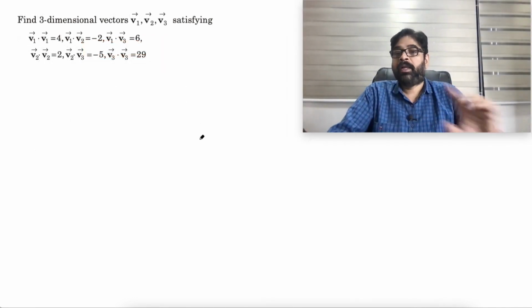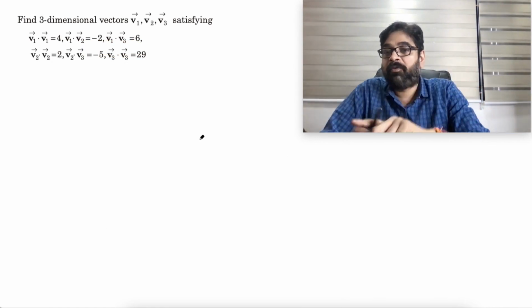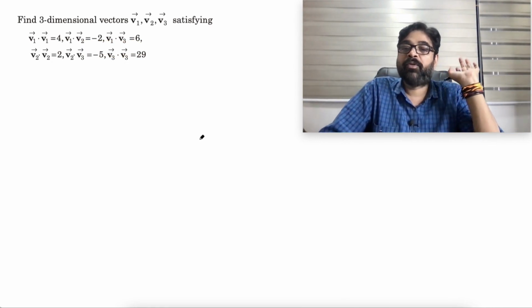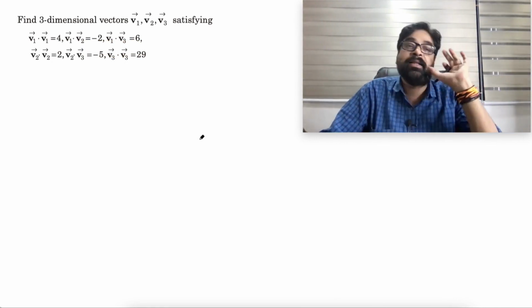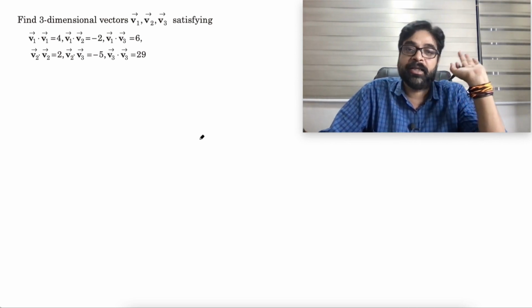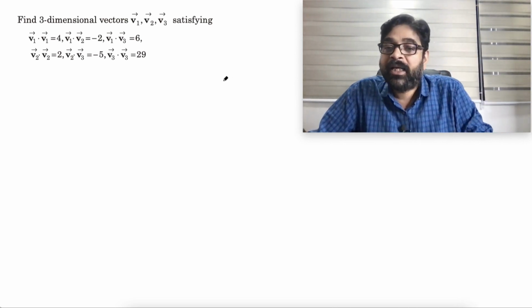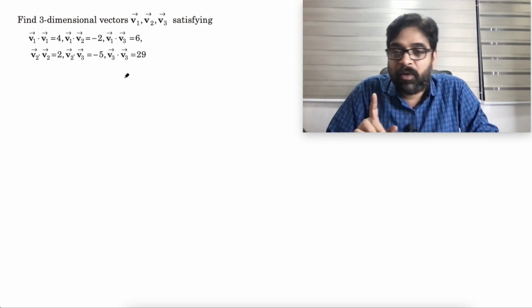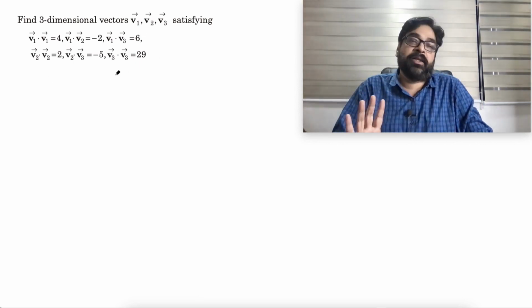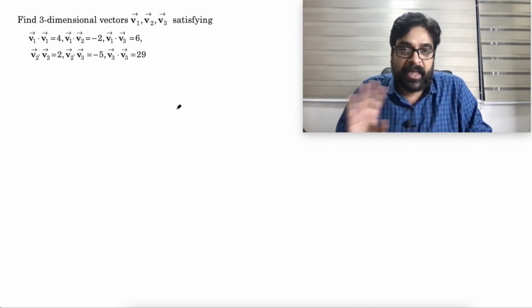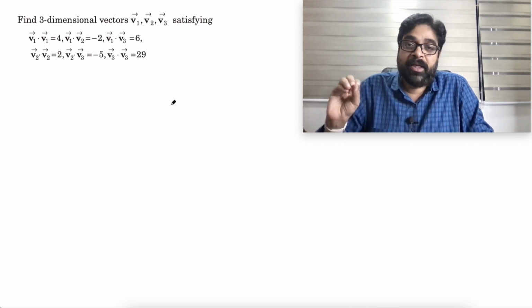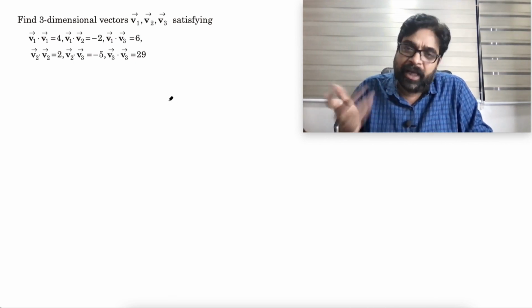So, this question. Find 3-dimension vectors v1, v2, v3 satisfying this condition. This kind of question, understand the language. They are saying you can tell any vector which can satisfy all these conditions together. They are not saying that you have to find a special vector. Any vector which it is.